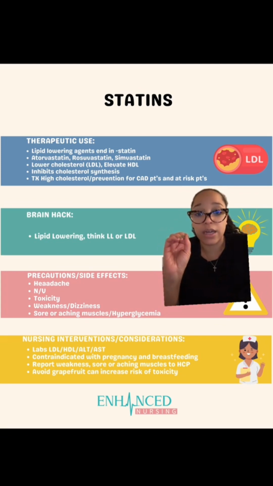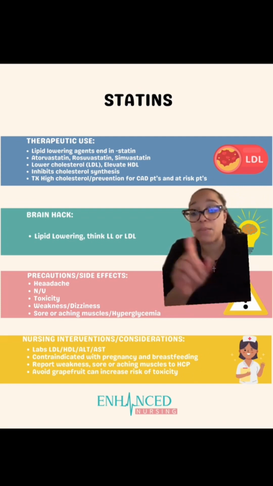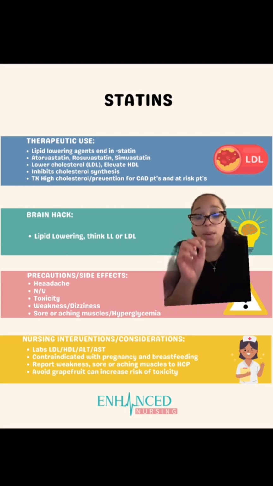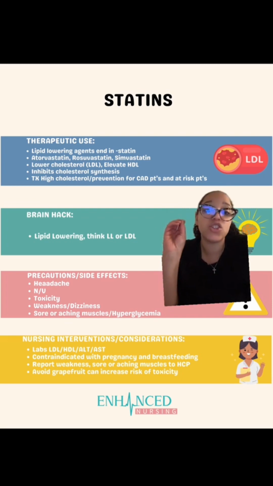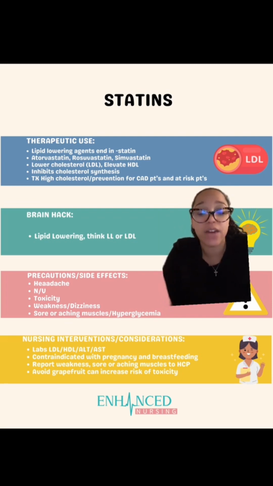Ignore the spelling error. We also want to encourage patients to report any weakness or sore or aching muscles, because this medication can cause rhabdomyolysis. And so what happens is this medication causes the muscle fibers to be released into the blood because it's breaking down that muscle tissue. So we want to report any kind of muscle weakness, aching muscles, sore muscles to the HCP immediately. And lastly, we want these patients to avoid any grapefruit juice, because it actually can increase the risk of toxicity.